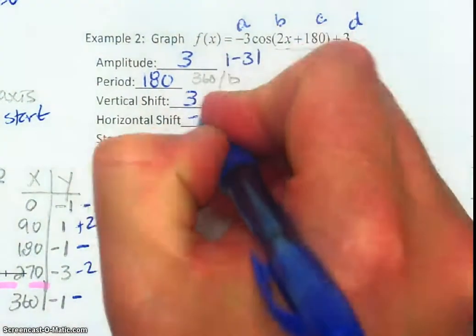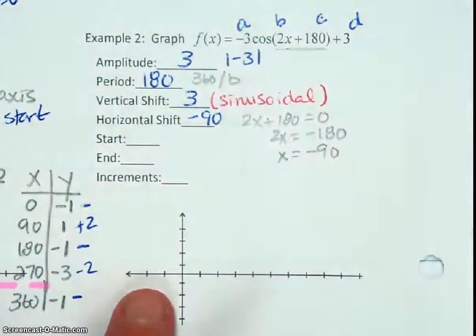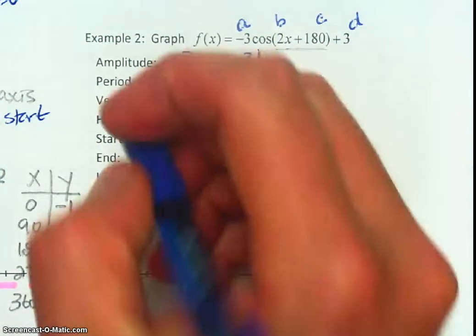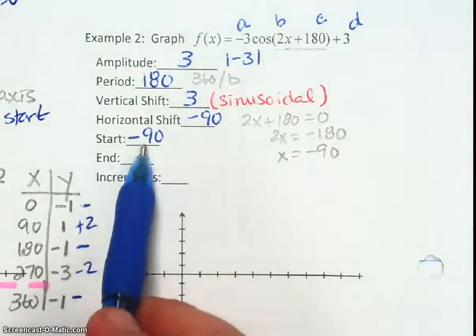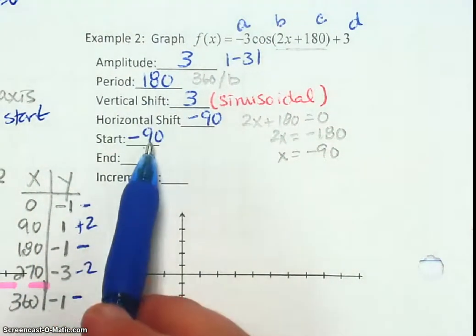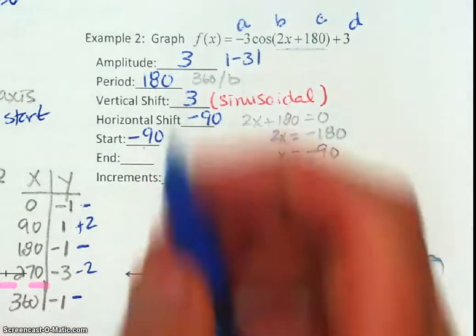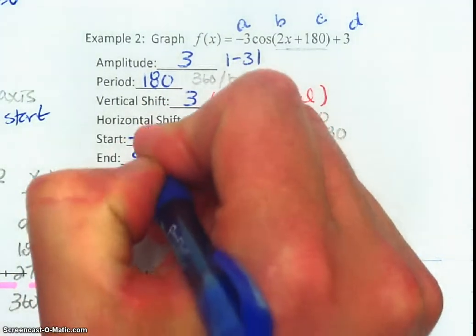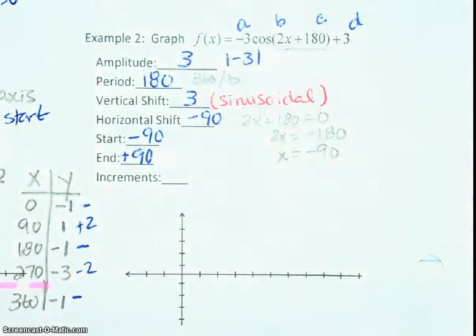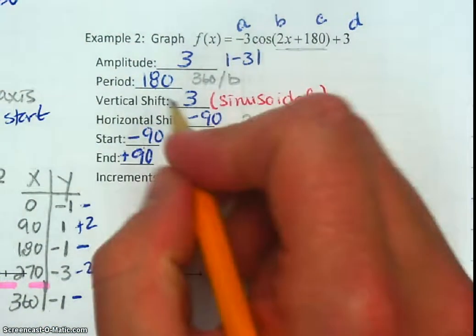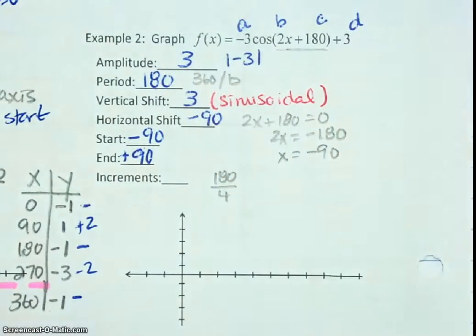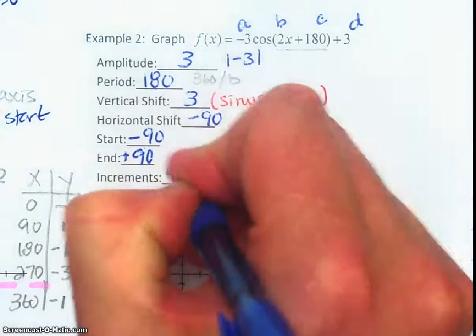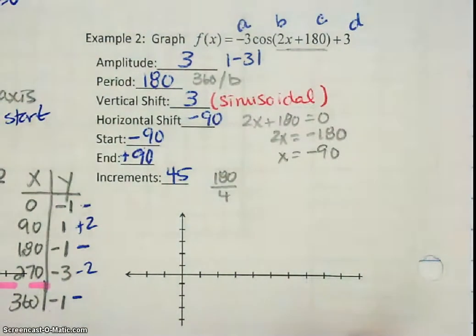So notice this one is actually going to start over on the left-hand side of 0 here. So if my horizontal shift's -90, my start's -90. And then to get the end, take your start and add your period to it. So if I take -90 and add 180, that's going to give me a +90. Okay? And then for our increments, we always take our period, which in this case is 180, and we divide it by 4. And 180 divided by 4 is 45. So this time I'm going by 45 degrees.